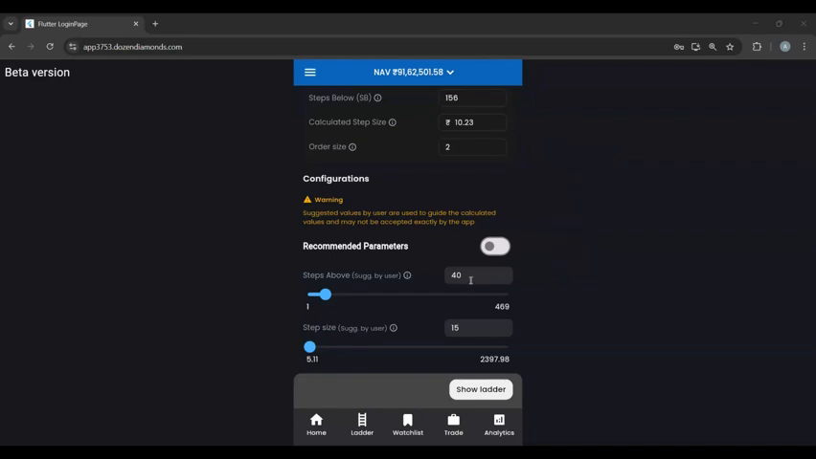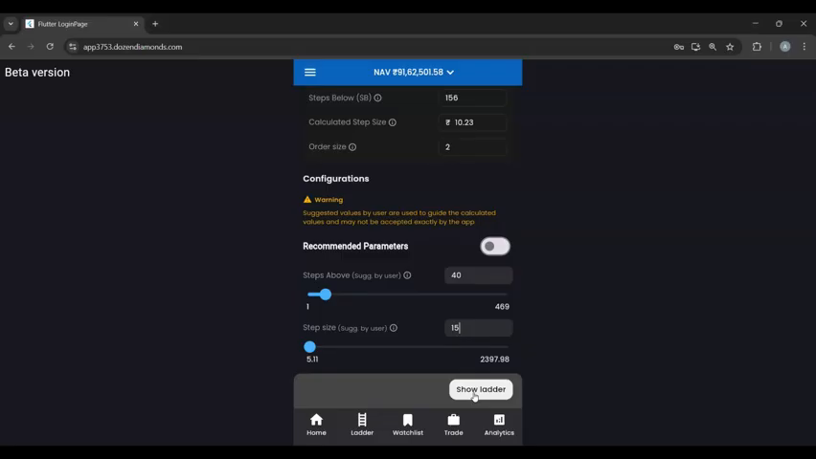Correct? So the customer also has the option to modify that. And we also give the option where if he or she cannot understand how many steps above or what step size they want to choose, we give them the option to recommend. We recommend the parameters so they can easily get to their desired step size or steps above.